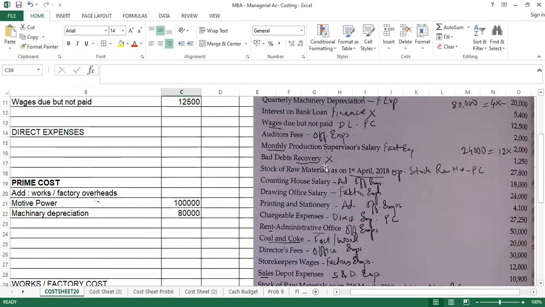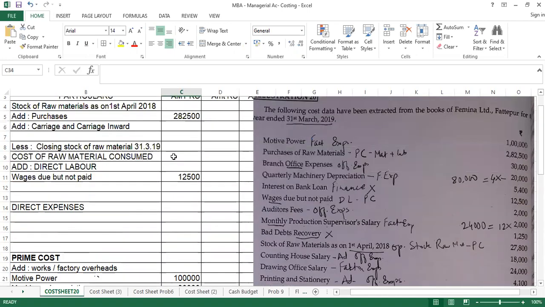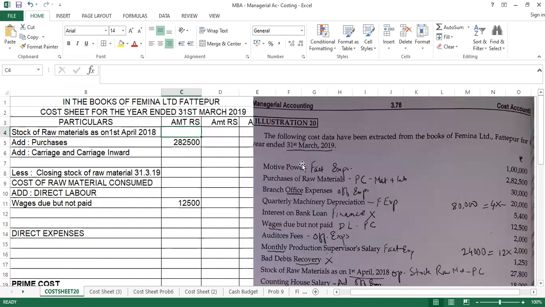bad debts recovery, which we will not take. Stock of raw materials, opening stock, 27,800. So this will go in your prime cost. Opening stock of raw materials, 27,800.